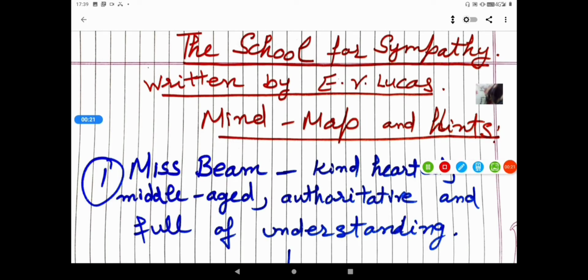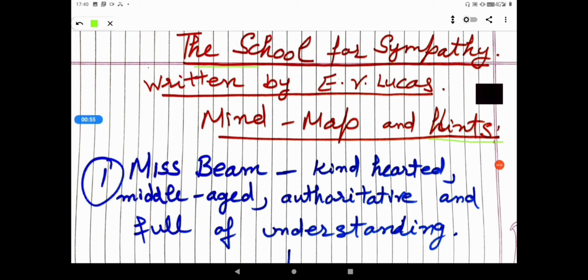This lesson is for class 12th and is taken from the book A Rainbow of English. I have tried to describe this lesson with the help of a mind map and hints that will also be useful in explanation of the story and for writing question and answers of the story. However, I will translate; I feel it is essential to tell you.